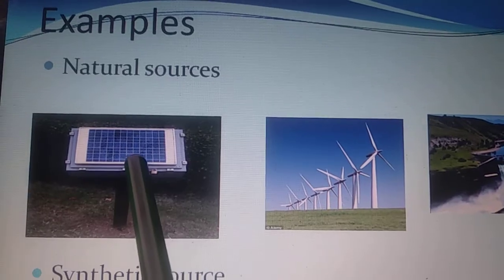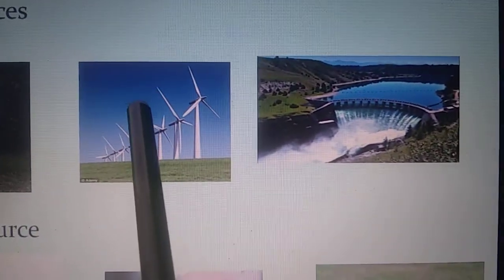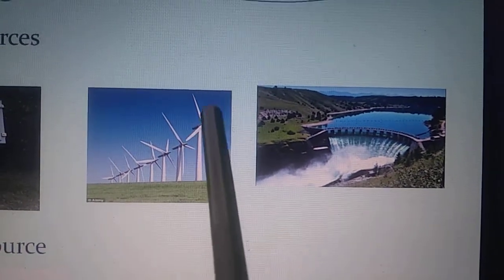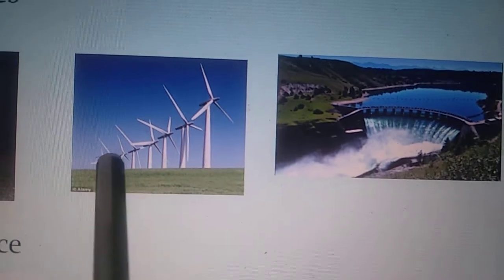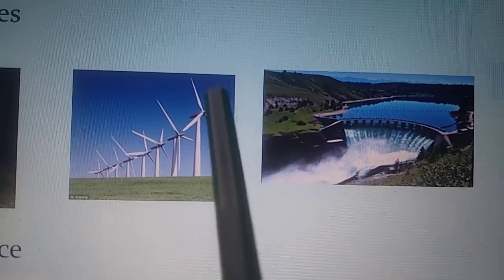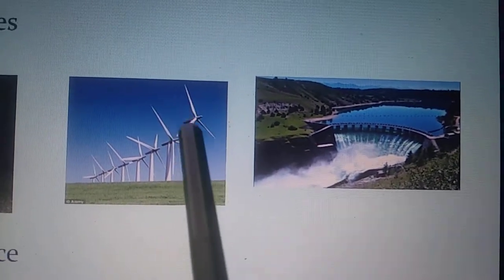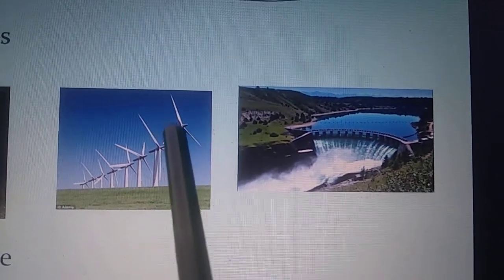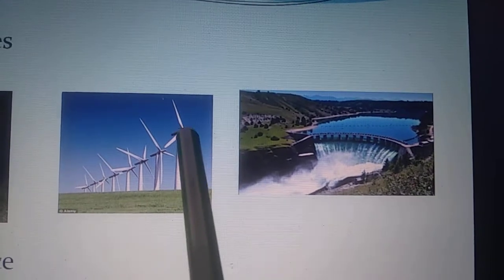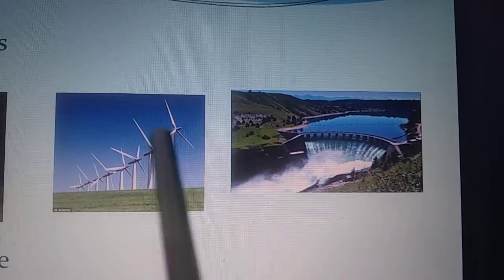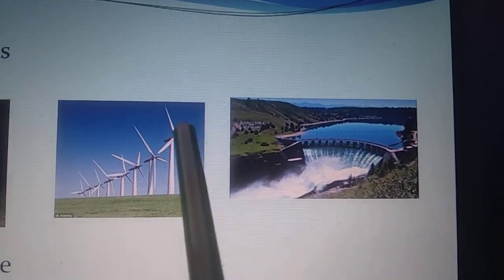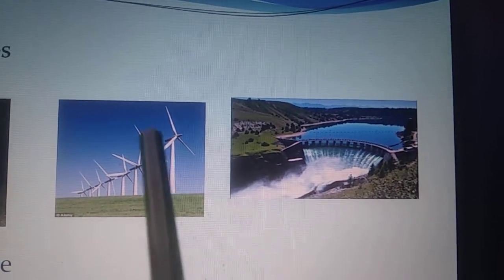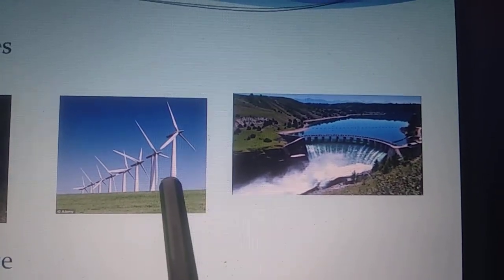The second one, here the picture is of a windmill. This is a windmill, and there are many windmills here. You can see, when the wind blows, the blades of the windmills move with high speed, and that energy of the moving blades is converted into electrical energy. So from the blowing wind, we generate electricity.